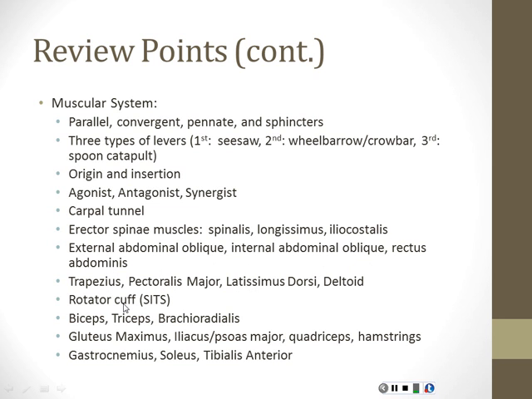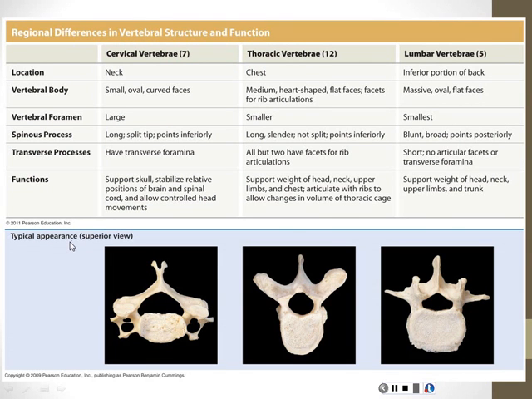The rotator cuff, the SITS muscles. Biceps, triceps, brachioradialis, and then gluteus maximus, iliacus, psoas, quadriceps, hamstrings. So the large muscles. And I'm going to give you this list again in lab too, because today we're going to study those muscles so that you'll have seen them by Wednesday, essentially, or have looked at them again by that time. Okay, that was a lot.